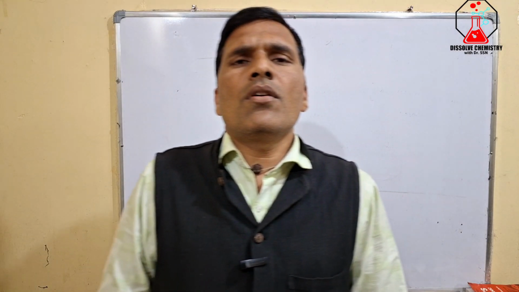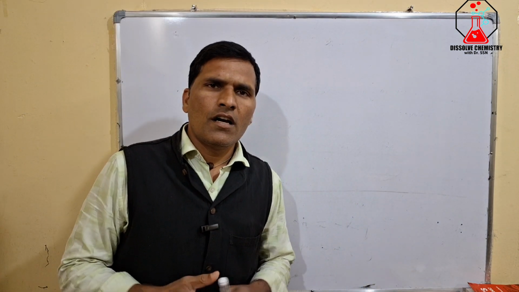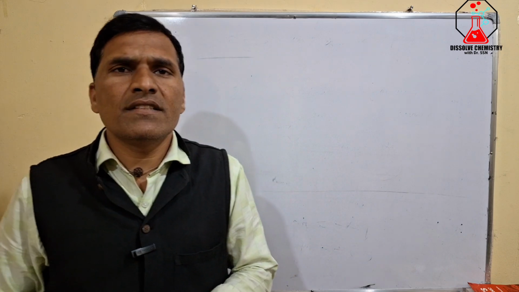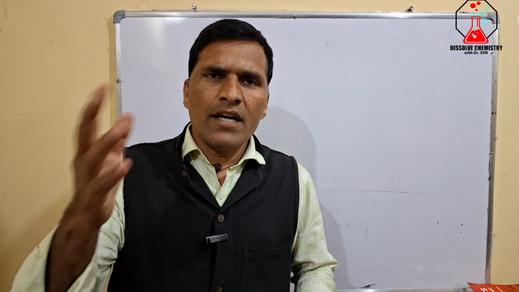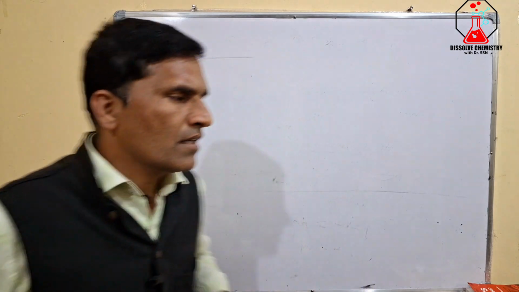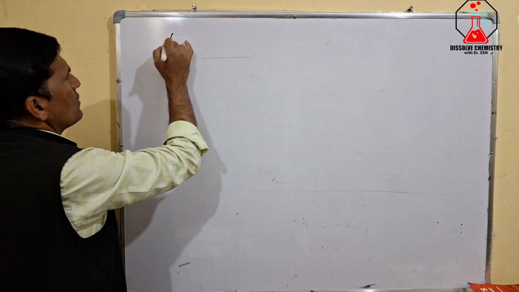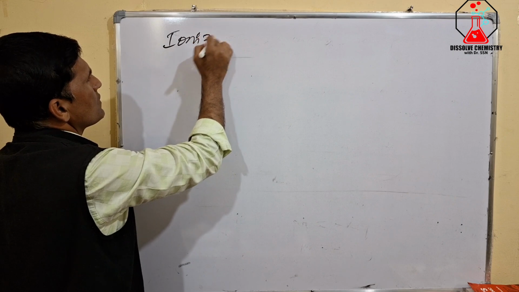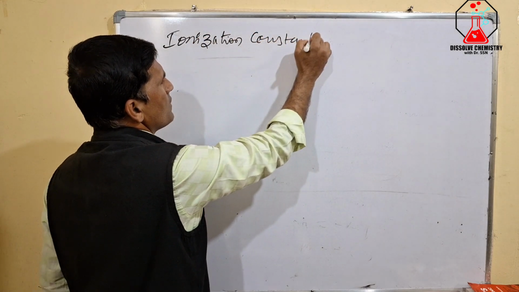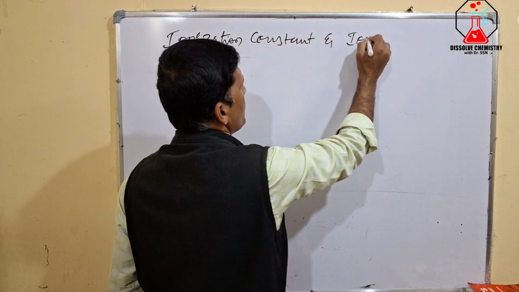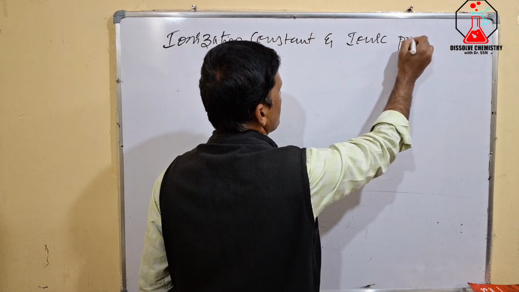Let us continue our discussion on this equilibrium. In the previous video, we have discussed dissociation of acids and bases, relative strengths of acids and bases in different solvents, and also we have discussed what is the leveling effect. Okay. In the present video, we will discuss a very important aspect, that is the ionization constant of water and the ionic product of water.